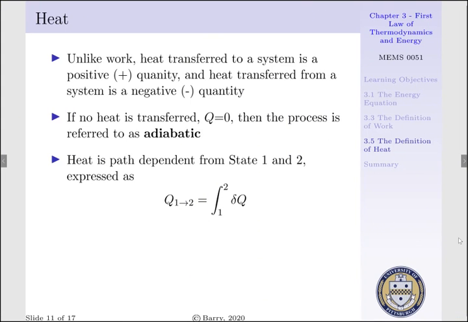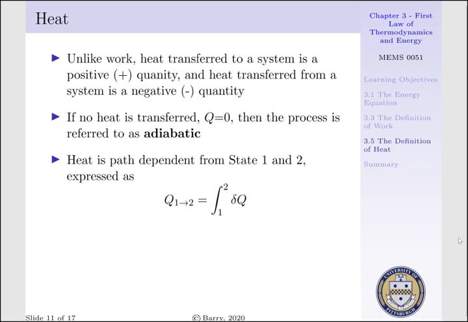Now, unlike work, if we transfer heat into a system, it is a positive quantity. And if we transfer heat out of a system, it is a negative quantity. This is opposite of our definition of work. If there is no heat transference between our surroundings and our system, Q is equal to 0, and this is referred to as an adiabatic process.